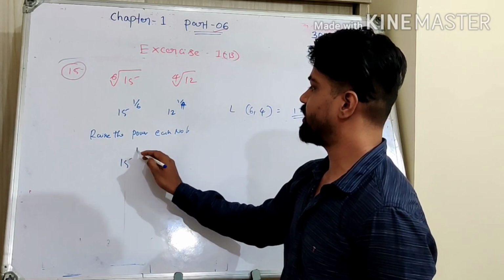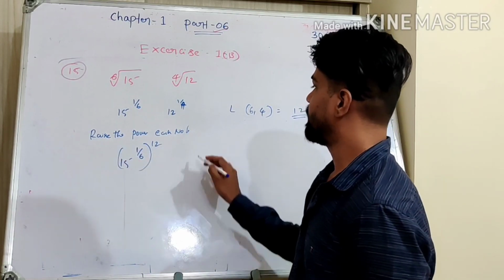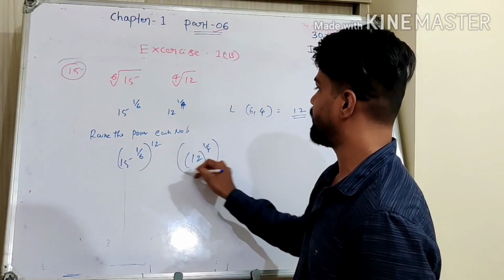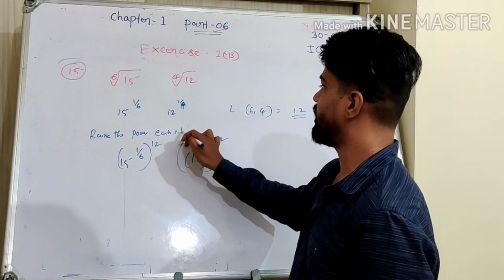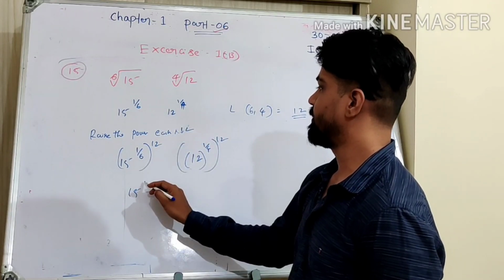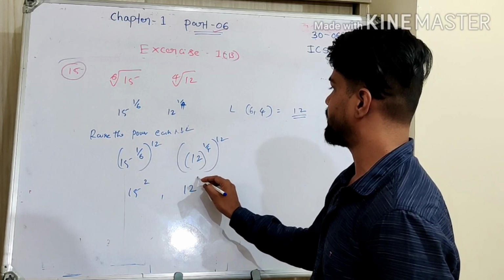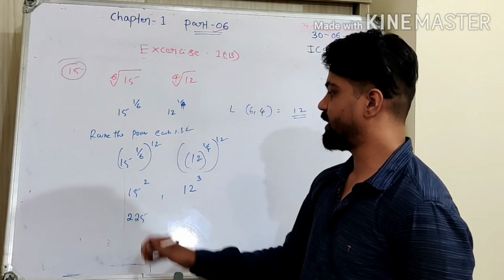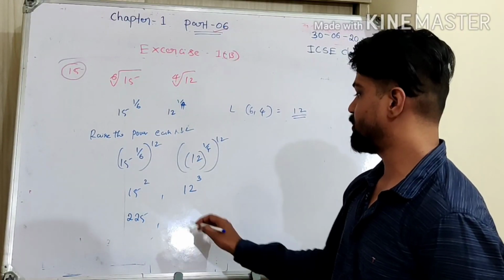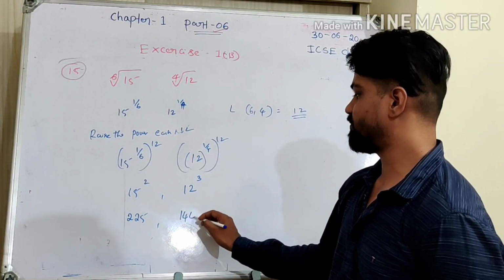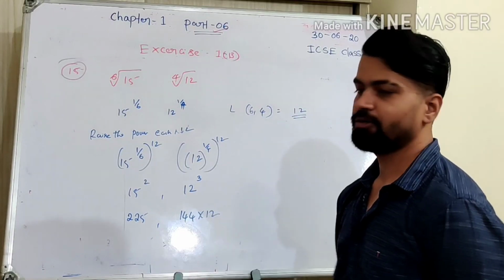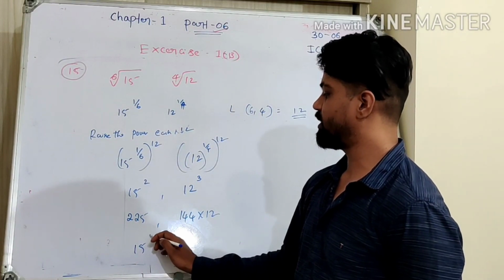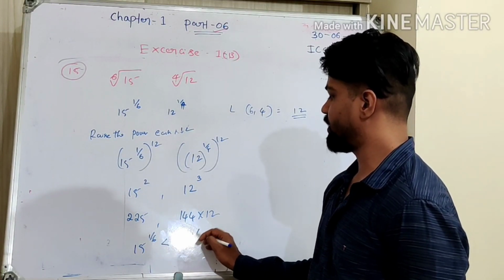Okay, so 15 power 1 by 6 whole power 12, 12 power 1 by 4 whole power 12. So raise each power by 12. So we end up with 15 power 2, we end up with 12 power 3. Okay, so now you know 15 square is 225, whereas 12 cube is very much more. We know that 12 square is 144, into 12 you have to do. So this will be obviously greater number. So we don't have to compare this. We can directly say 15 power 1 by 6 is less than 12 power 1 by 4.